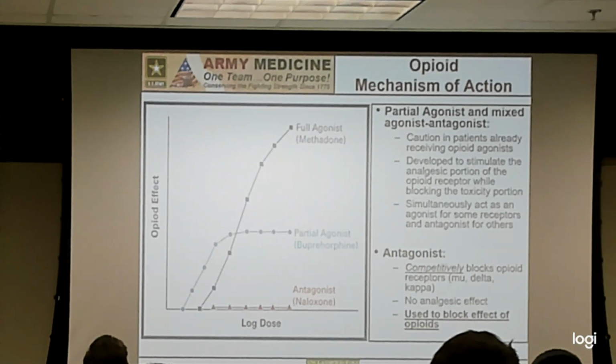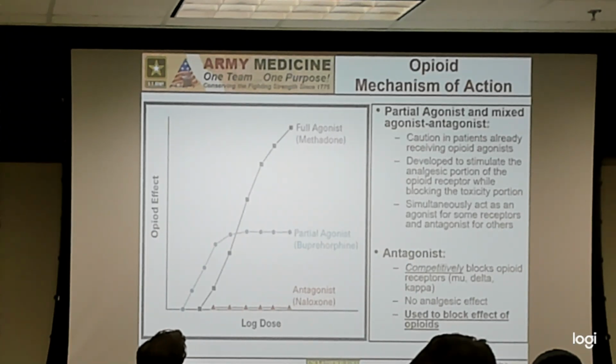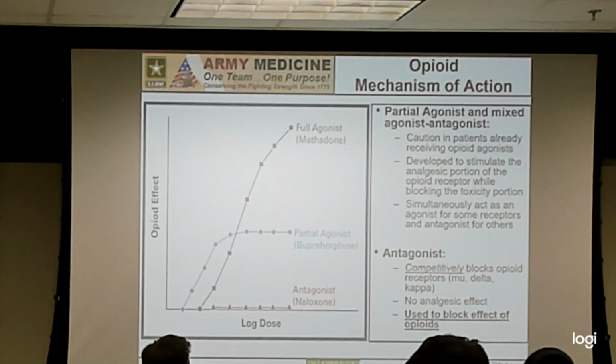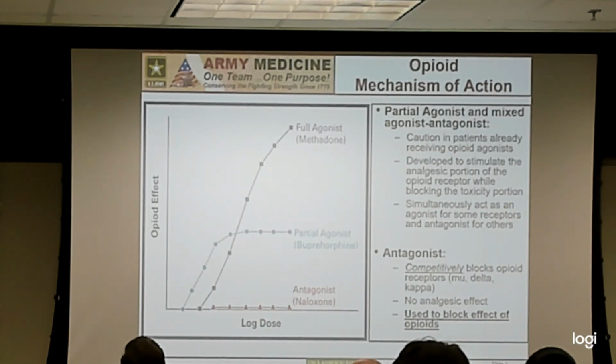Looking at why they developed the partial agonist or the mixed agonist/antagonist, it is essentially to decrease what they felt were the side effects, or the toxicity portion of opioids, while trying to get the analgesic effects out of it. They also use it to balance and to deter abuse in patients. So if someone is receiving an opioid agonist, that is why you're going to try to refrain from giving them a mix, because you don't know which effect you're going to get.